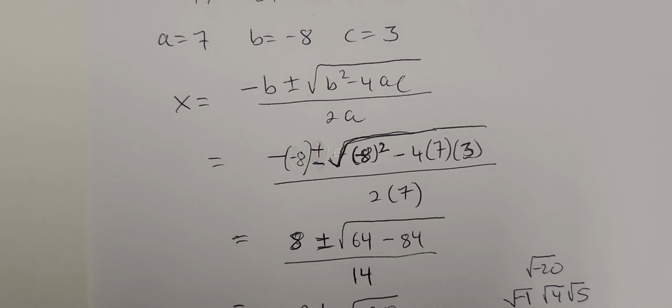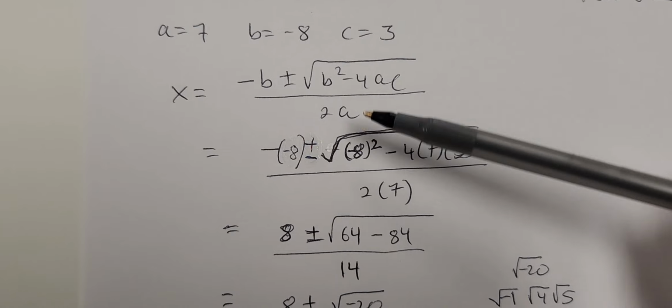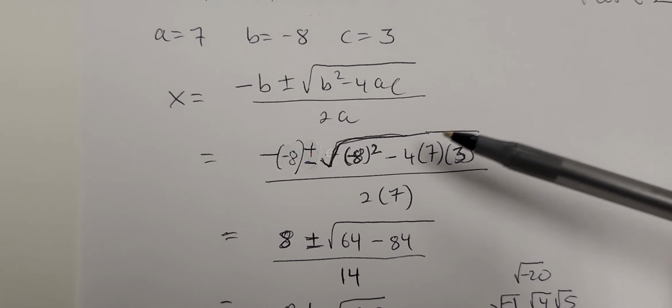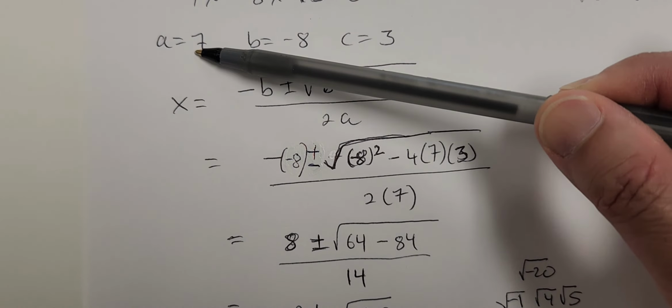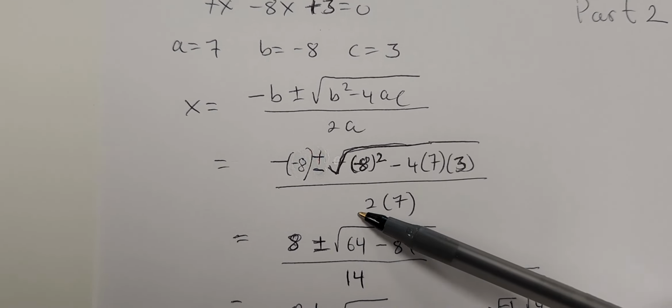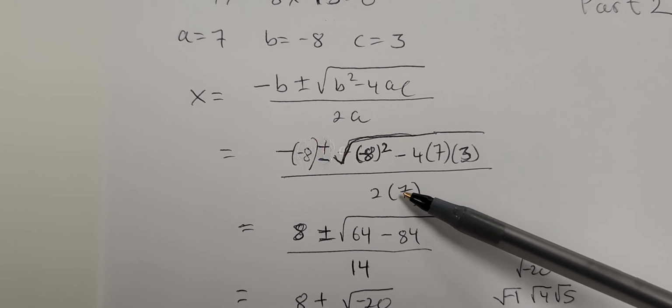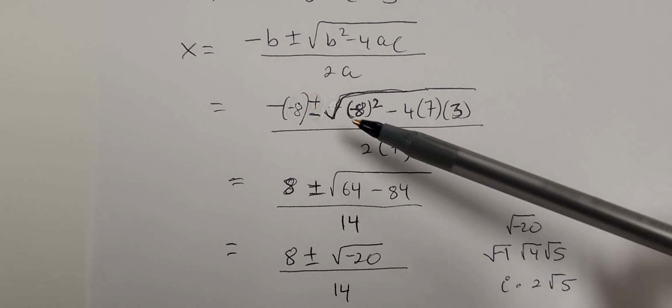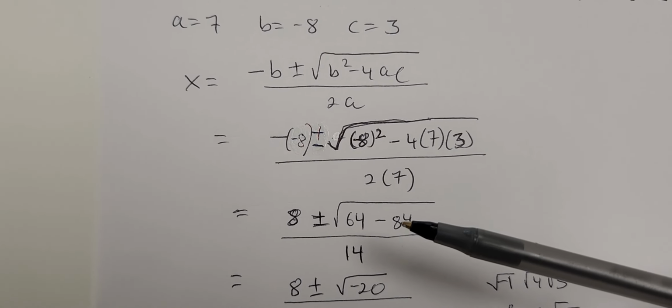Don't forget the plus and the minus. B squared, so negative 8 squared. 4 times A is this 7, C is this 3. And then all over 2 times A, so A is this 7. Be very careful when we plug in the value for each letter.